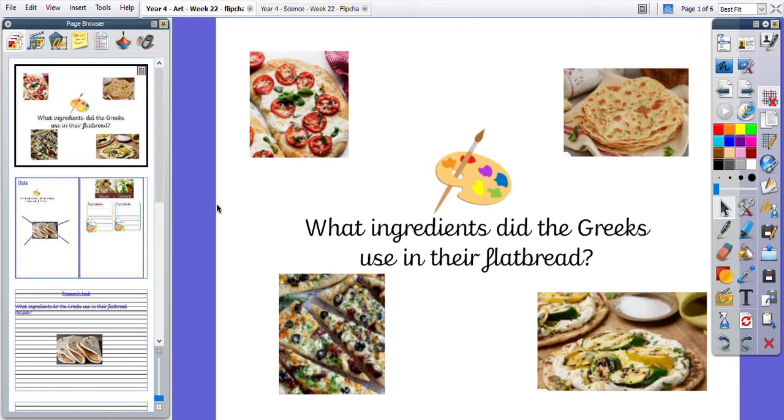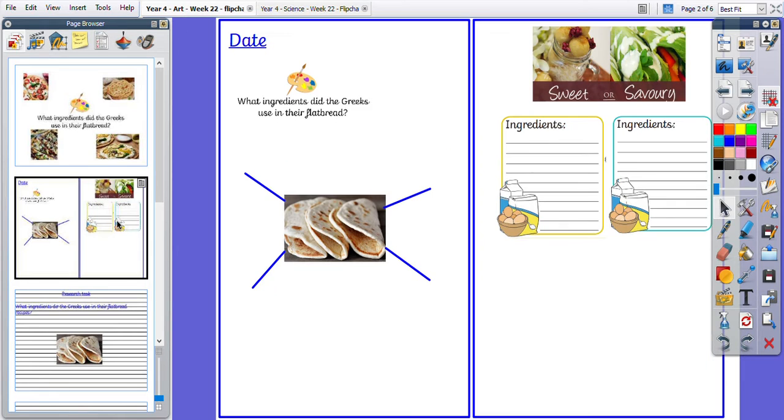So today we're focusing on what ingredients the Greeks used in their flatbread, and this still links in with our Encompass topic because last term we did the ancient Greeks and this term we're doing the modern Greece. Your book is going to look something like this by the end of the lesson.